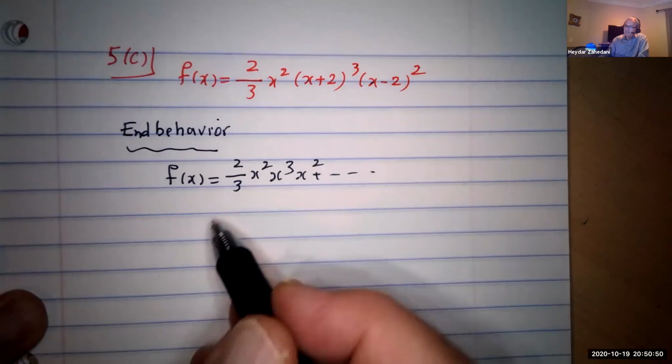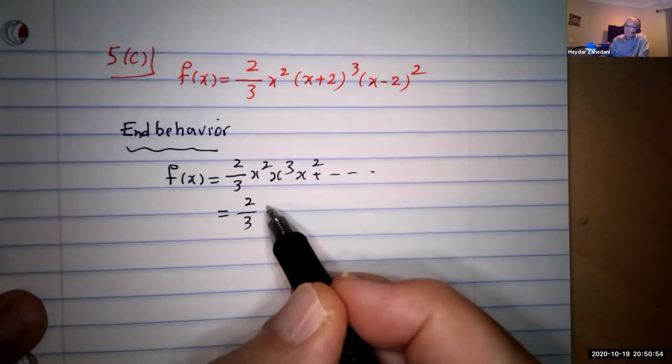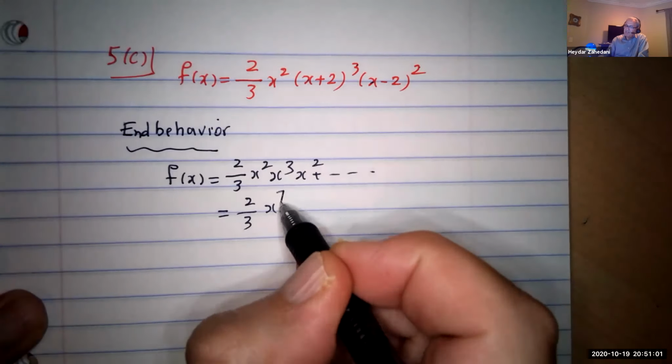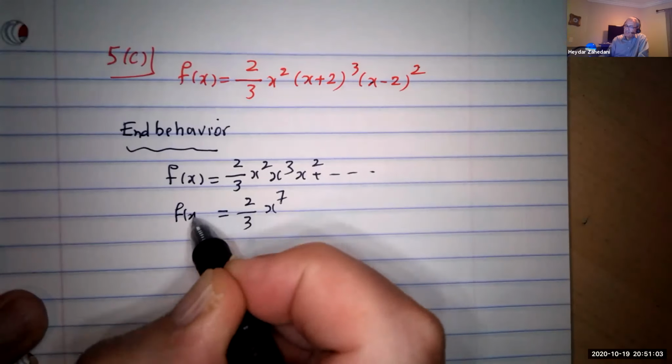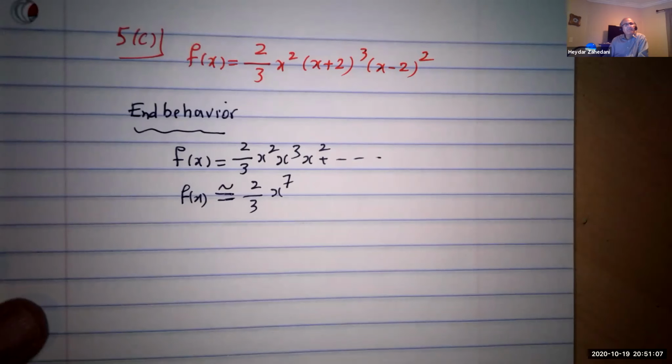Add these powers together, so that gives you 2/3 x to the 7. So that's f of x. You shrink it to these terms only. Get the highest power of x and then you put them together.